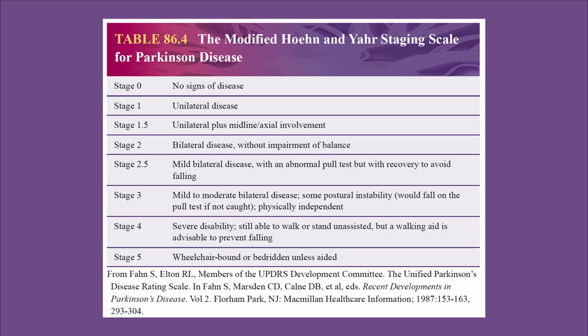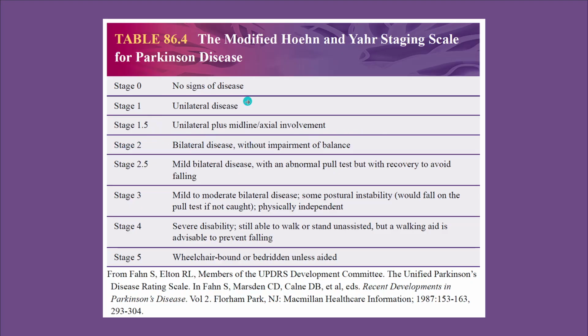And so we have stage 0. There's no signs of the disease, but there could be an affectation that we just can't see. But for now, there's no sign. Stage 1 is you have asymmetrical affectation. Stage 1.5, there's unilateral, but there's also axial involvement, meaning gait, postural instability.